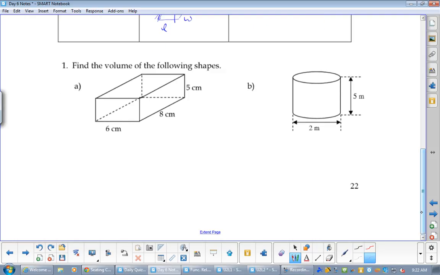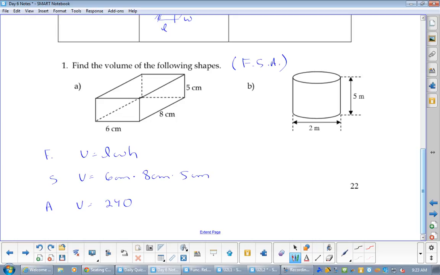Now remember what I was talking about yesterday? We want to be doing the FSA. F stands for formula. So for your F, volume is length times width times height. That's a rectangular prism. Volume equals 6 centimeters times, you can use a dot if you want, or brackets, 8 centimeters times 5 centimeters. That's our substitution. Then A stands for our answer. Volume is 240. What would be my units? Centimeters cubed.